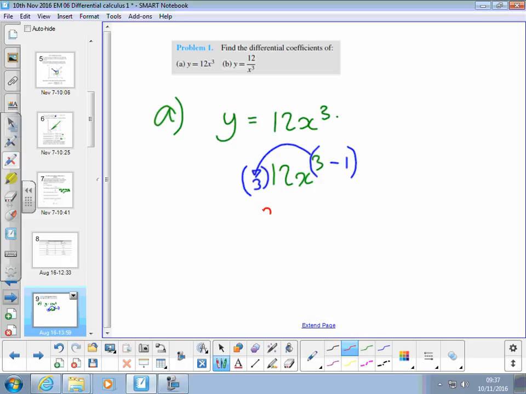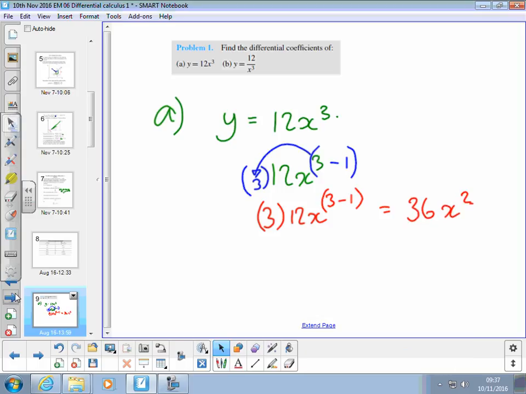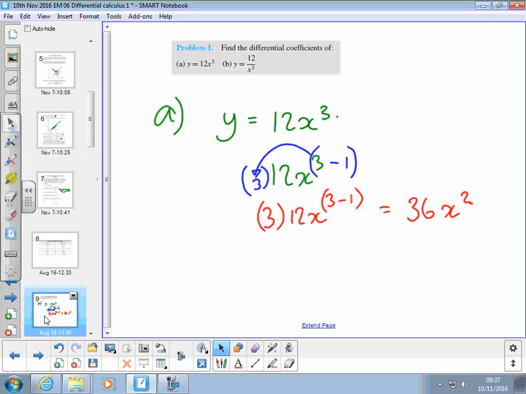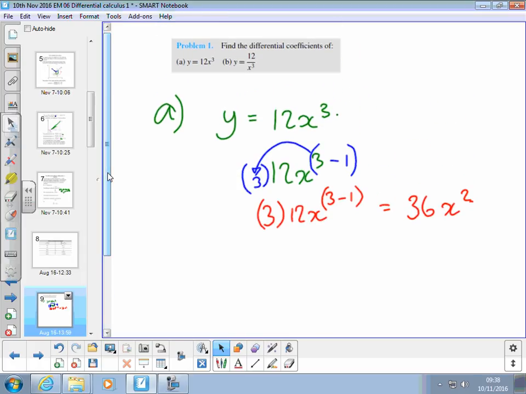So let's write that out. It is 3 times 12x to the power 3 minus 1. 3 12s are 36 x squared. We just pop back to the table. Have we followed the rule? If it's a x to the n, we bring n down and multiply, we take 1 off the index. Everybody happy with that? Yeah? Or not?